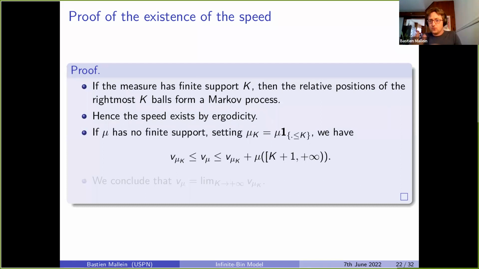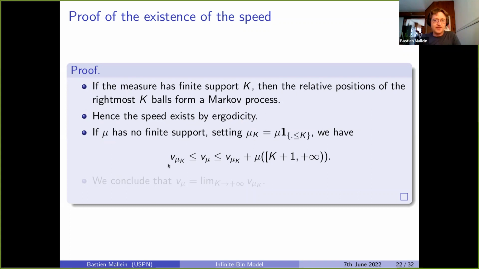Now, when mu has no finite support, I know that the infinite bin model with a reproduction law mu will go faster than the infinite bin model with reproduction law mu_k. When I ask to add a ball to the right of a bin of some index, if the index is smaller than k, then I add a ball, and if it is larger than k, then I don't add a ball. Because I put fewer balls, I know that I will go slower. So the expected speed has to be larger than this v mu_k, the speed of the infinite bin model with just a finite support.